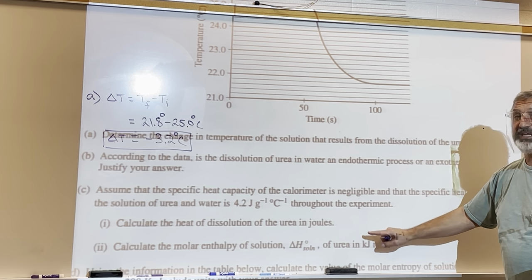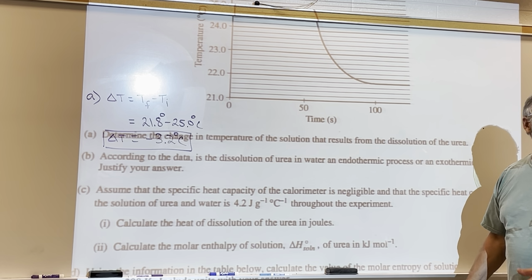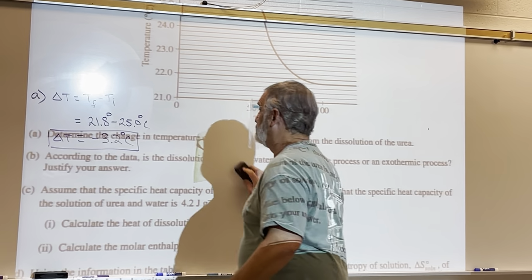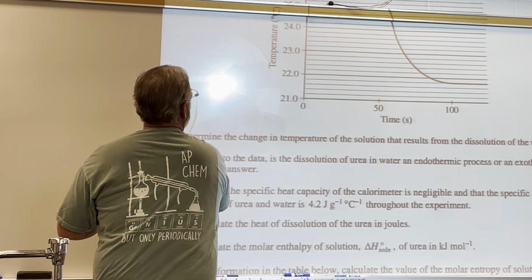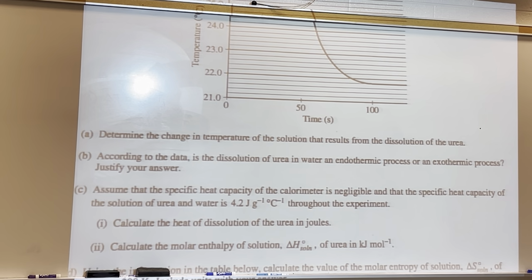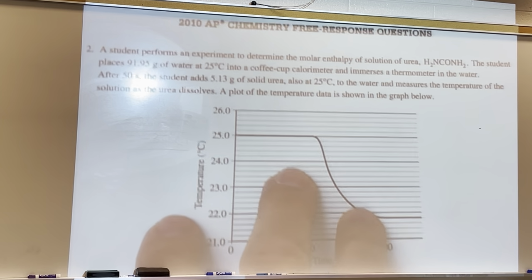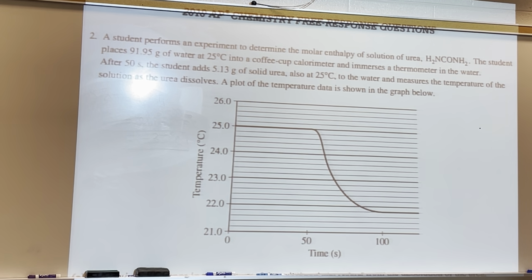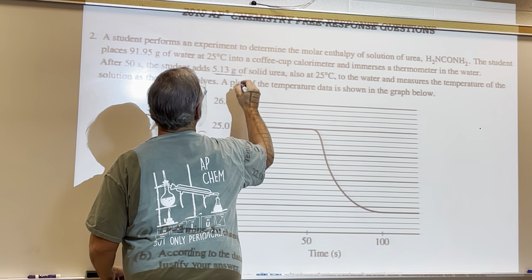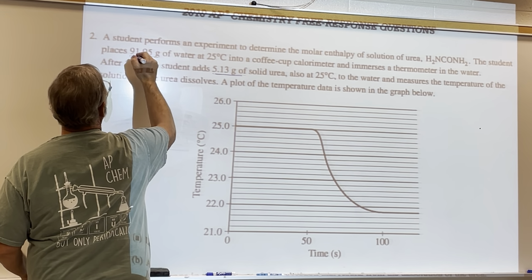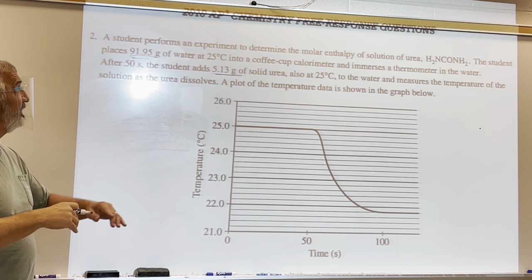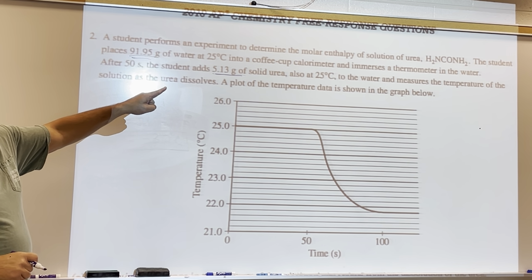So this problem right here is identical to the calorimetry problem we just did. Okay? So we have to just look at the information that's given. We now know that I'm looking for delta H of the reaction. So this is what's given here. I know that I have 5.13 grams of the solid. I'm putting it into 91.95 grams of water. So since I'm dissolving it into it, it's a coffee cup calorimeter, so it's not a bomb calorimeter.